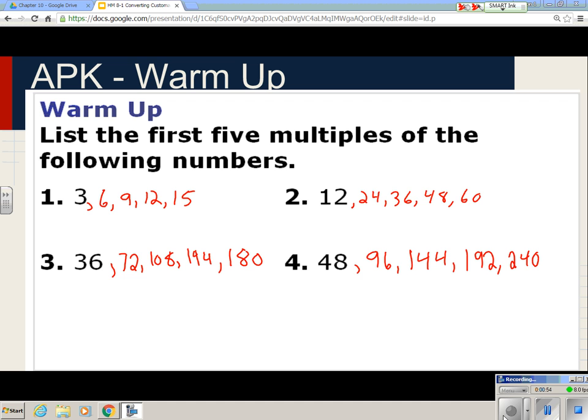All right, so here are the multiples you should have gotten. Remember, multiples is just, as it sounds, multiplying up and just going by 1, then by 2, then by 3 of that number you see. So there are the first 5 multiples of 3, 12, 36, and 48. If you got those right, come on over and give me a high five before moving on.